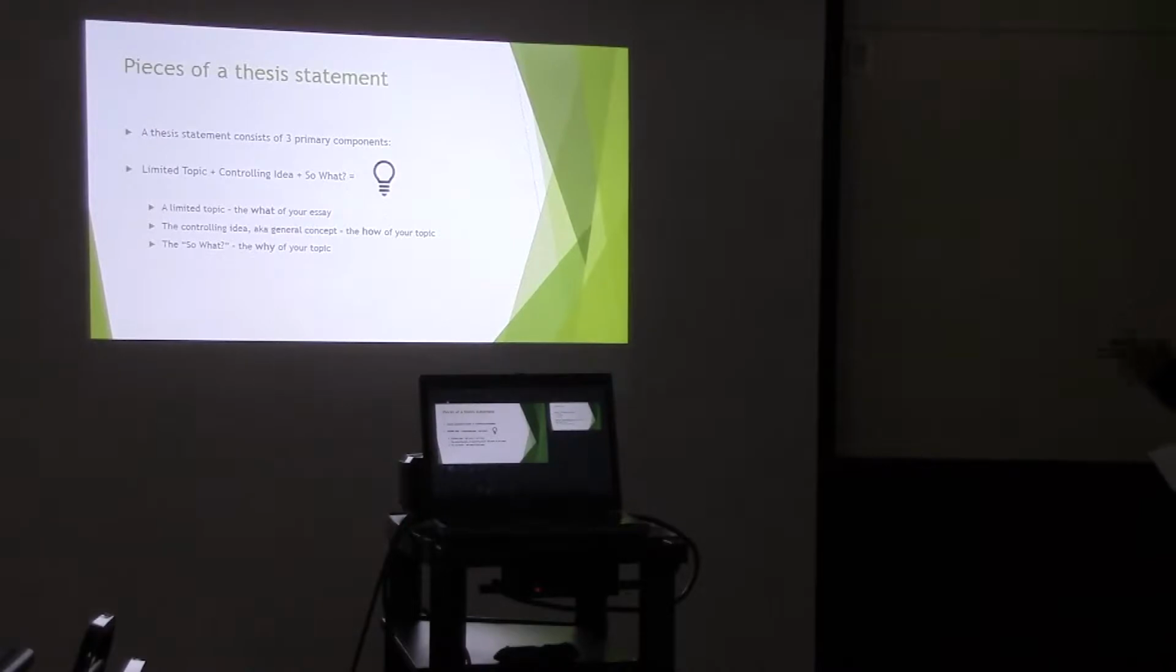And if you get a little confused by the language or the vocabulary, you can think of it in more simplistic terms. A limited topic is the what of your essay, right? What specifically is your topic? The controlling idea is sometimes called general concept. That's the how of your topic. So here's my topic, and here is how I'm going to approach that topic. Here is the perspective.